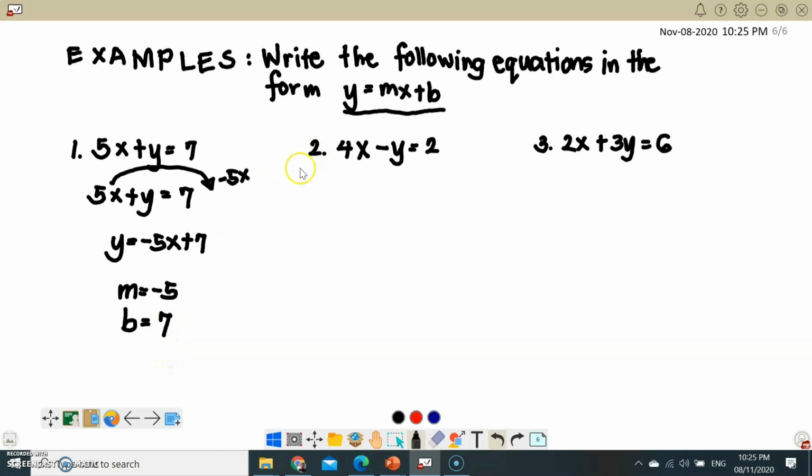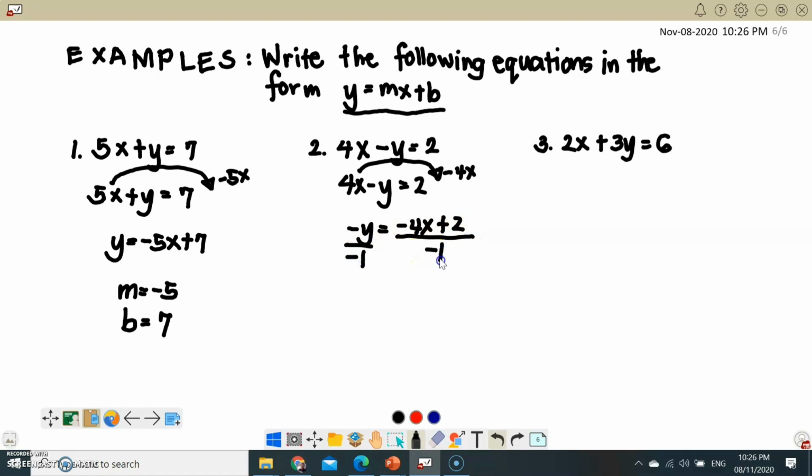Let's have number 2. 4x minus y is equal to 2. Transpose 4x to the other side of the equation. From positive 4x, it becomes negative 4x. So we now have negative y is equal to negative 4x plus 2. We divide both sides of the equation by negative 1. So negative 1 times y is equal to, cancel the negative and negative.